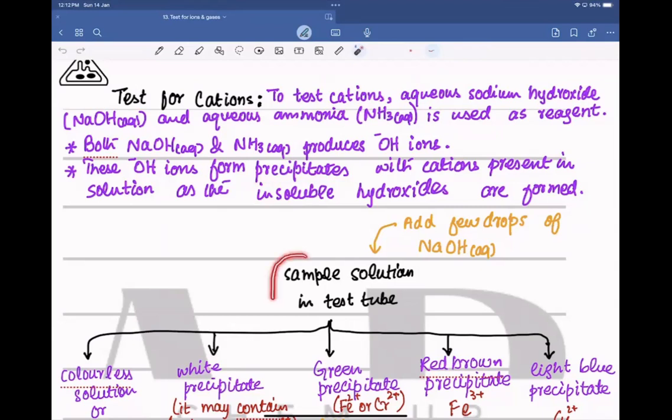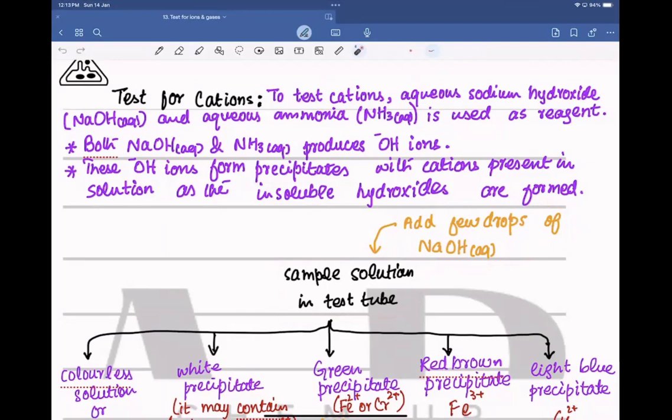For example, there is a sample solution in a test tube, and what we do initially is add a few drops of sodium hydroxide to it. Okay, till here, is this clear to all of you? Sir, I didn't get the last pointer.